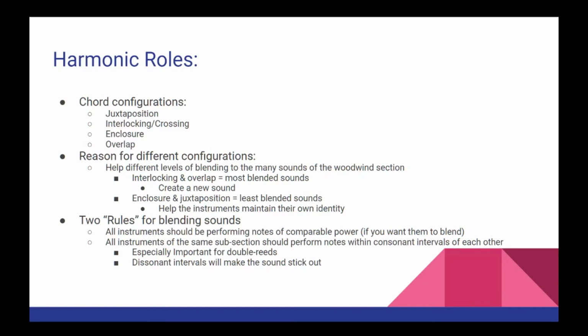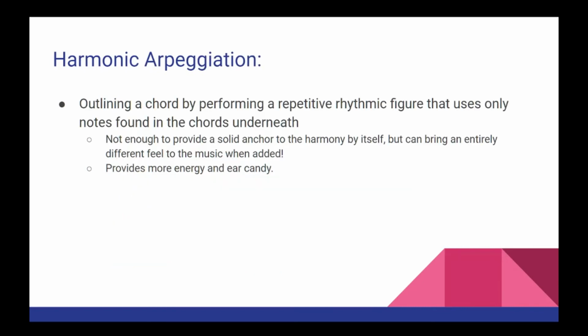Aside from performing chord progressions and bass lines, the woodwinds also provide an excellent option for harmonic arpeggiation. This is where the instruments outline the chord progression by performing a repetitive rhythmic figure that sticks to the notes found in the chords underneath. Now, this approach isn't enough to provide a solid foundation by itself in your more climactic moments. However, it can bring an entirely new feel to moments in your music by energizing them with a little more movement and ear candy. Honestly, in my opinion, this is one of my top go-to options when orchestrating larger statements in my music.